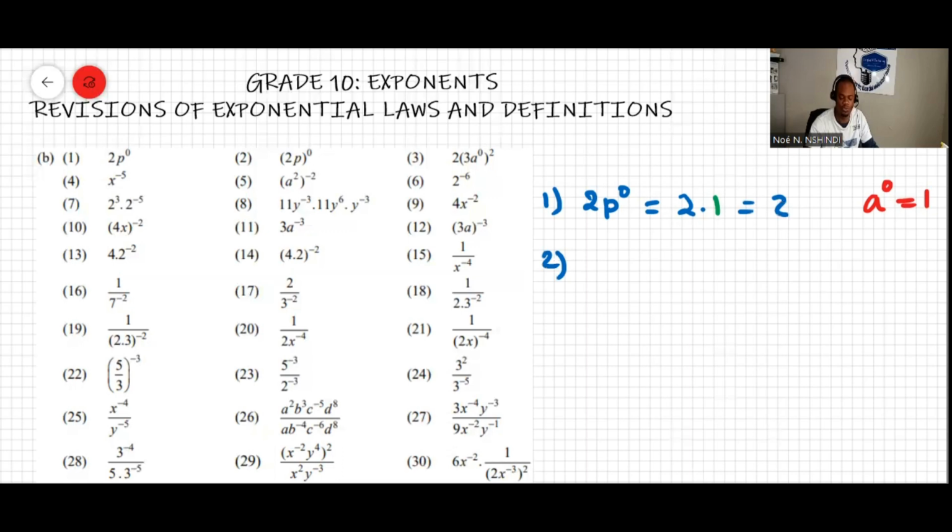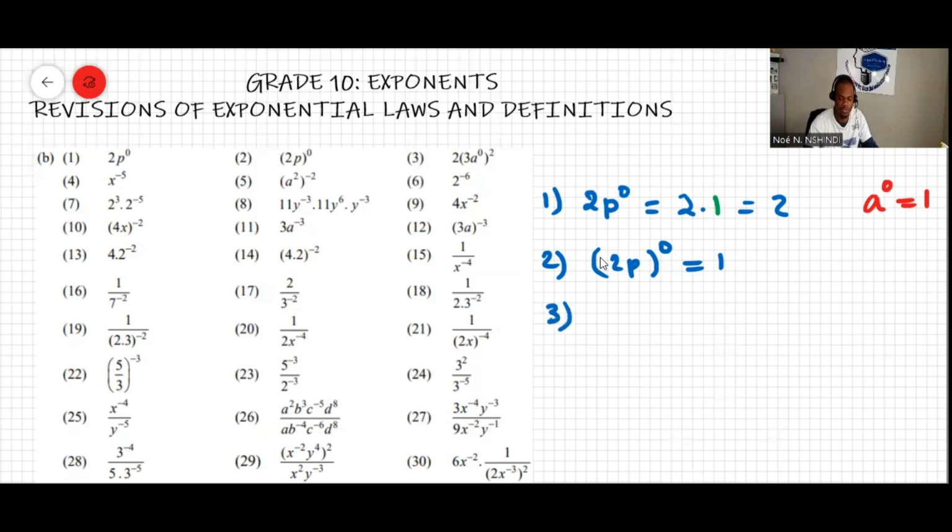And then question 2, it's like 2p to the power of 0. This is like the whole thing, okay? The whole thing within the bracket is raised to the power of 0. So all this is just equal to 1.